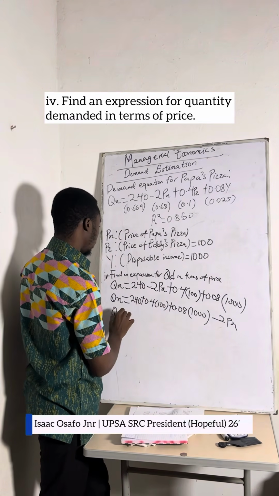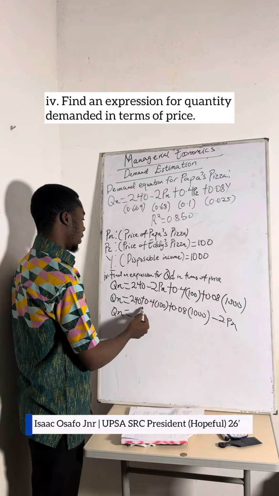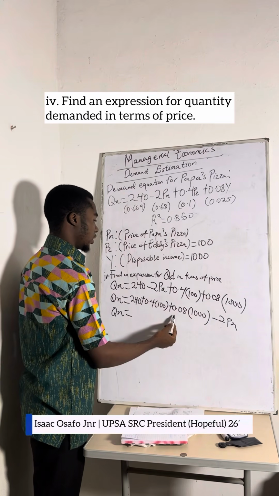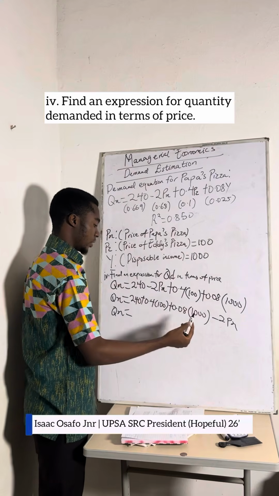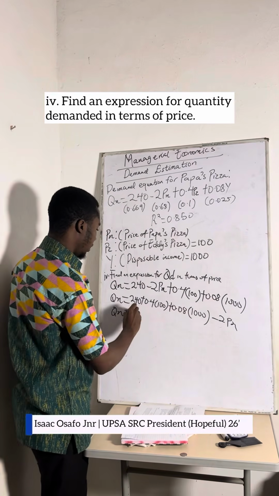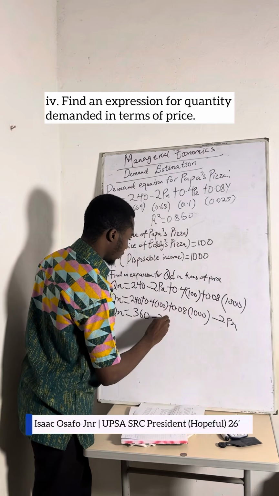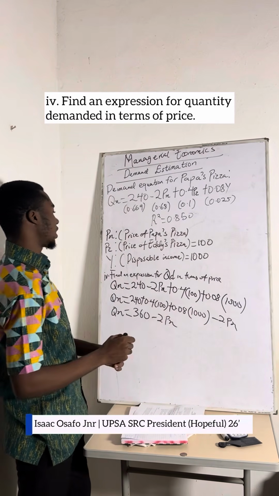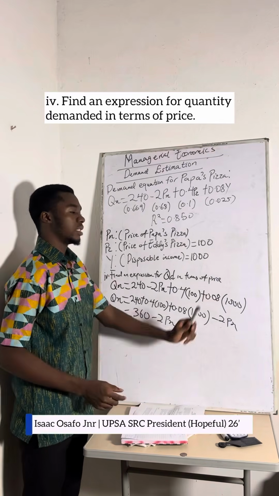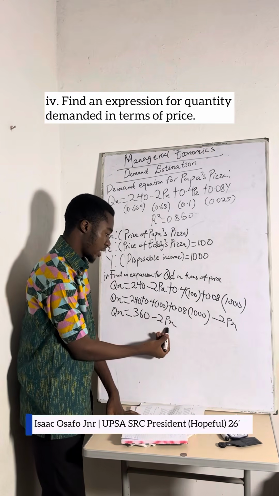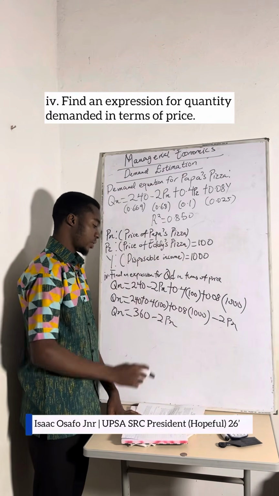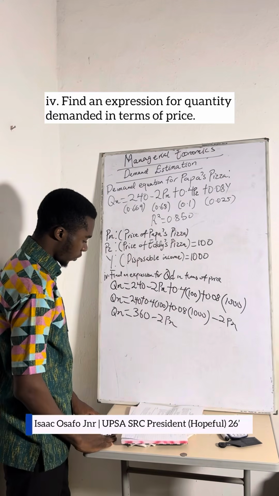So you can punch all this side on the calculator. 240 plus 0.4 times 100 plus 0.08 times 1000. And when you do that, you should be getting 360. You get it? Then minus our 2PX. So we are done. So this is our expression for quantity demanded in terms of price. So this is the price that we are talking about, the PX. All right, so you are done with the IVN. Now let's move on to the VIN.